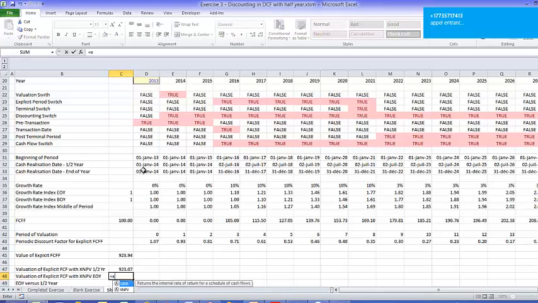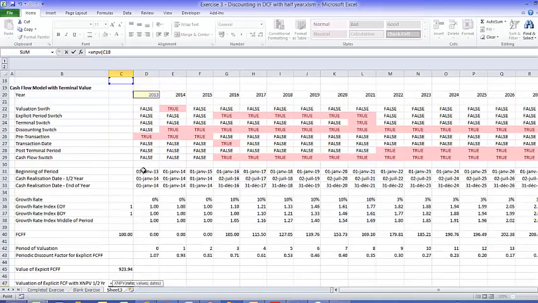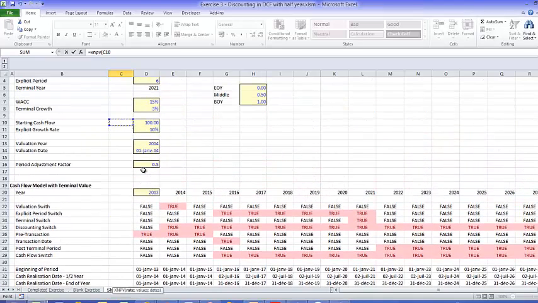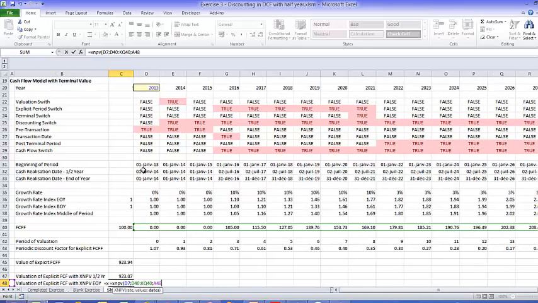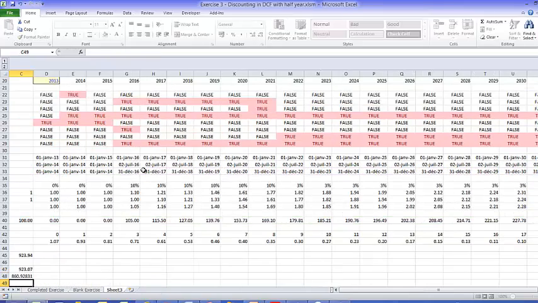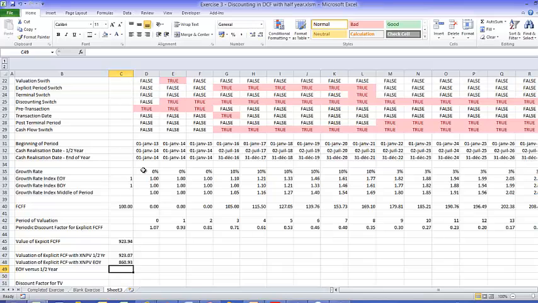Now, if we did the same thing and used, instead of the end of the year, the beginning of the year, we'd first put the WACC in, and then we put the cash flows in as usual, and then after you put the cash flows in, put the cash realization date. So what happened is it made a pretty big difference.